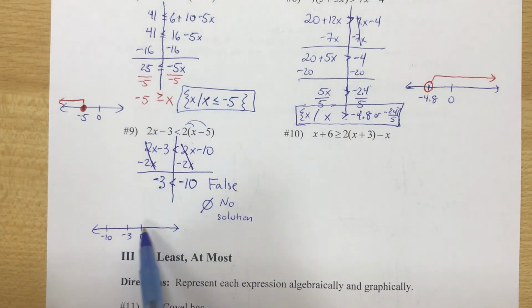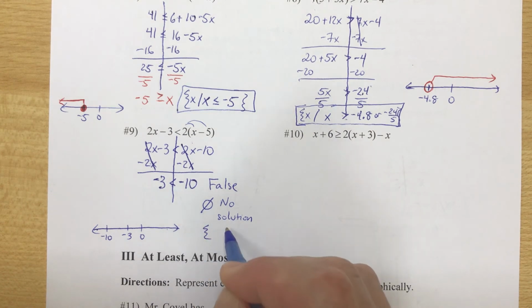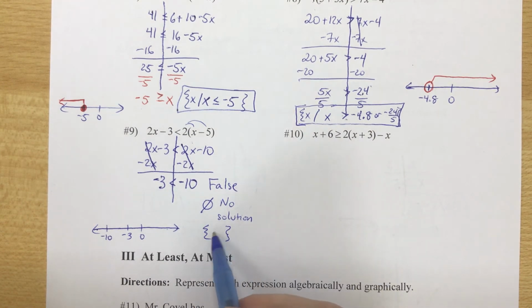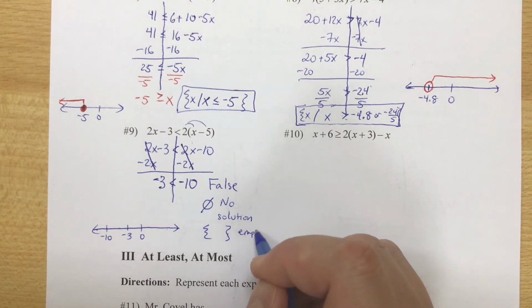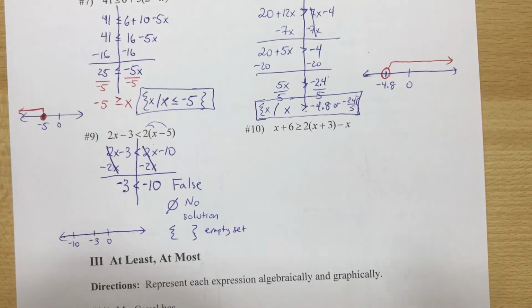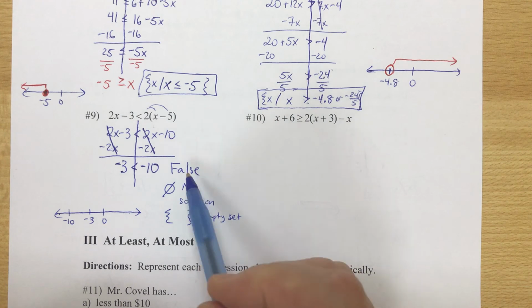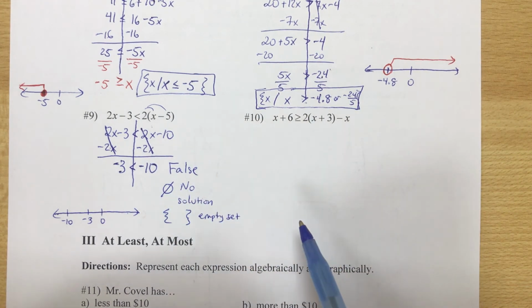So in this case, if there's no solution, that means none of these values on the number line make this true, which means we leave the number line empty. We leave it blank. Okay, so there's no solution. As a set, we would actually graph a set with nothing in it. That is called an empty set. There's no values that make that true. The set is empty. Okay, so that's a special case where if it's false, then there's no solution to that.